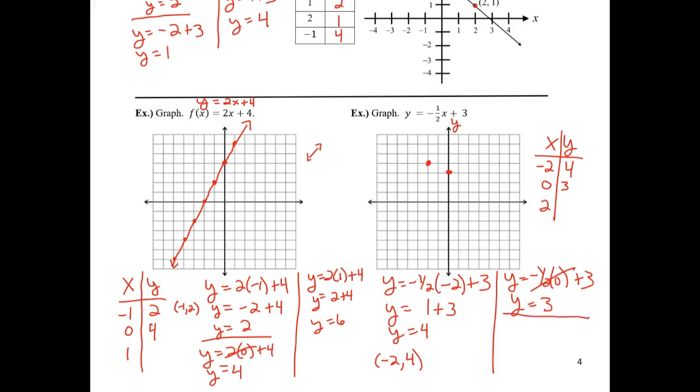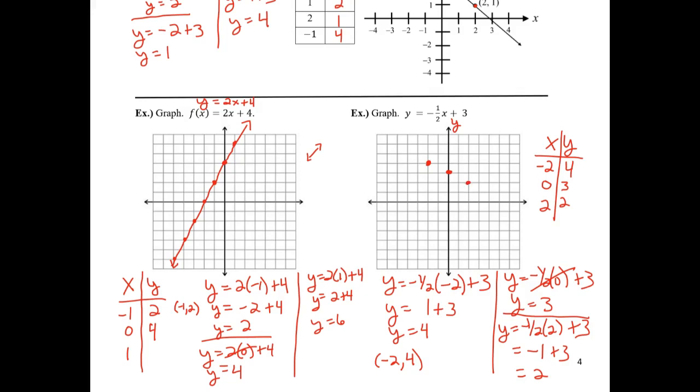Lastly, I'm going to plug in 2 for x. Negative 1/2 times 2 plus 3. And I have a negative times a positive this time. I will end up with negative 1, right? A half of 2 is 1, plus 3. And negative 1 plus 3 is a positive 2. Now I have the ordered pair, 2, positive 2.